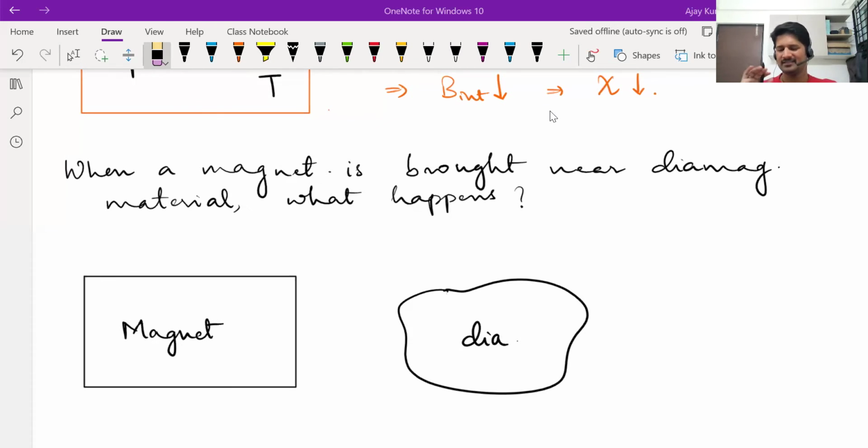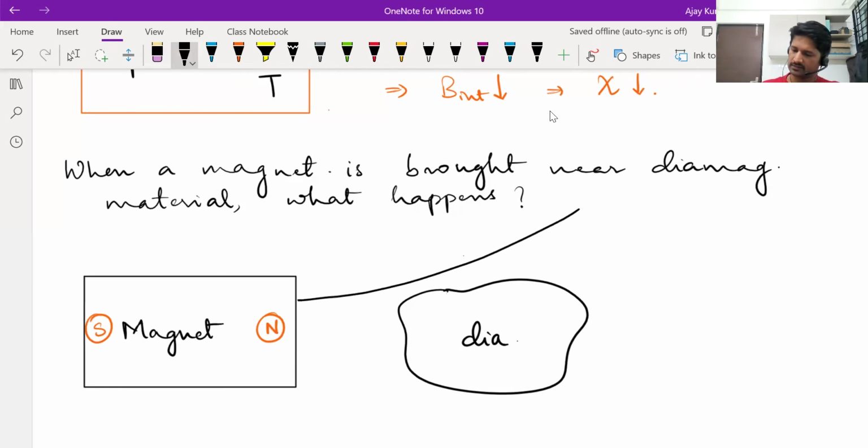Okay. Listen, all of you. As such, the material is not a magnet. Diamagnetic material is not a magnet, but we brought another magnet close to it. Magnets produce magnetic field. That's the only thing they do. Suppose this magnet had its north pole at this end and south pole at the other end. Now, the field produced by a magnet, the field lines, will be out of the north pole like this.